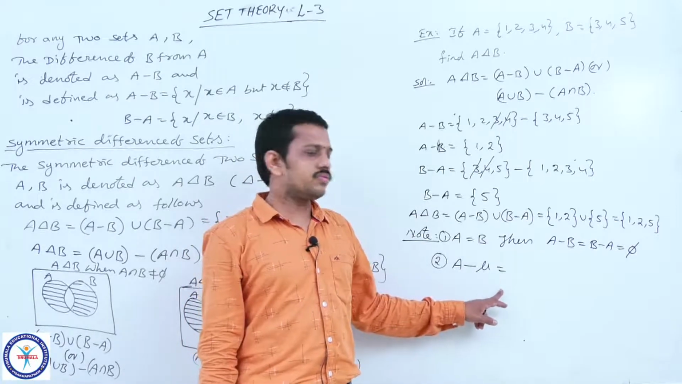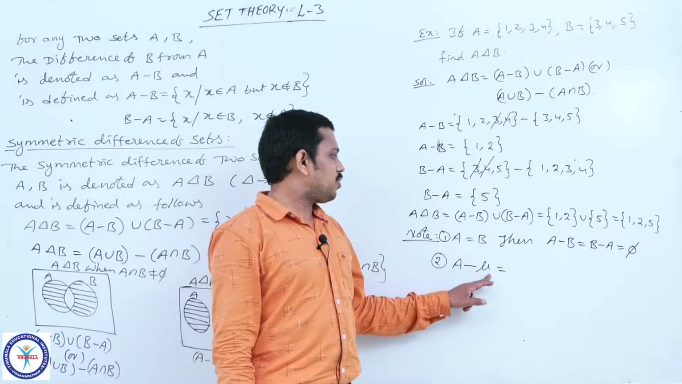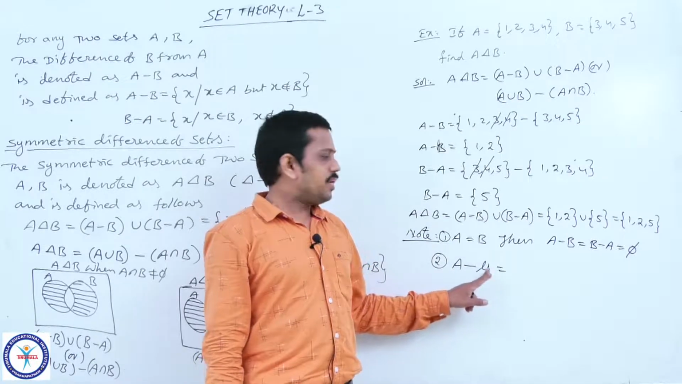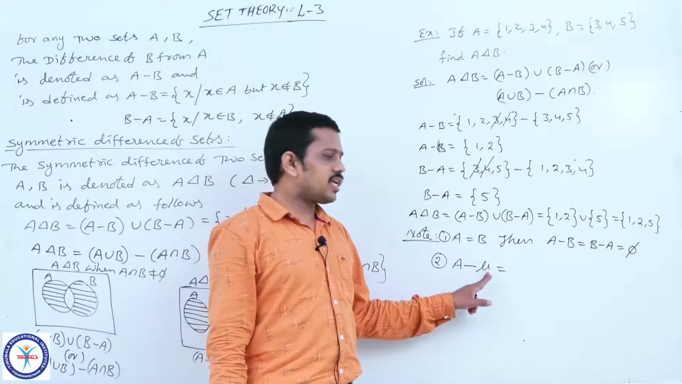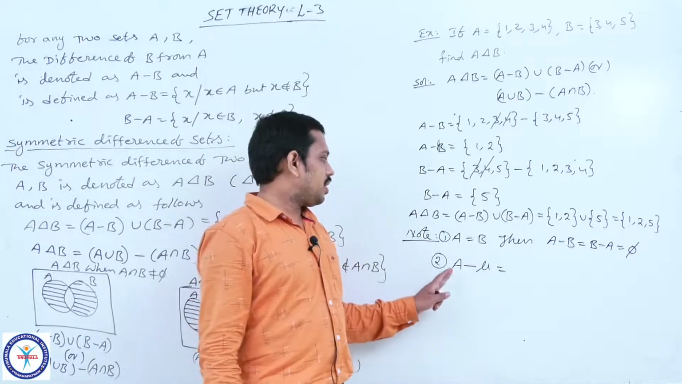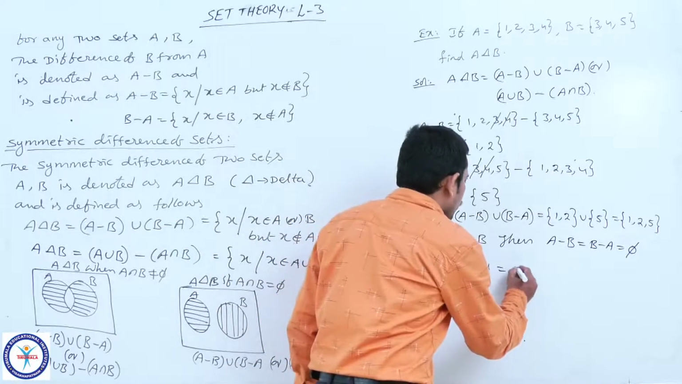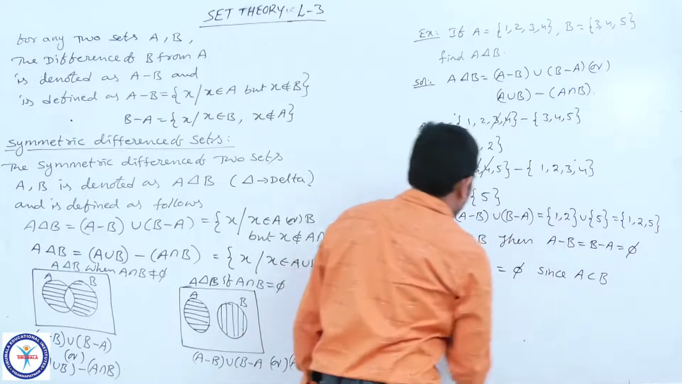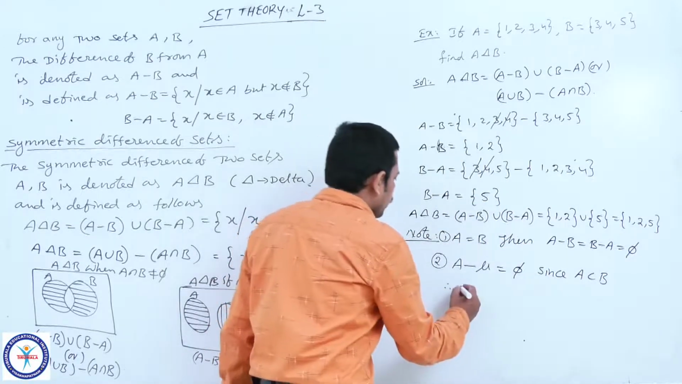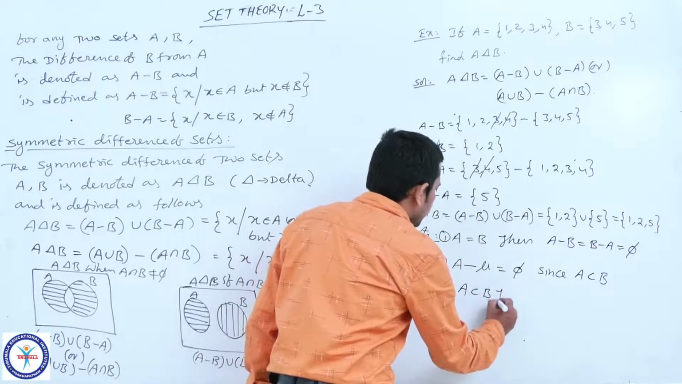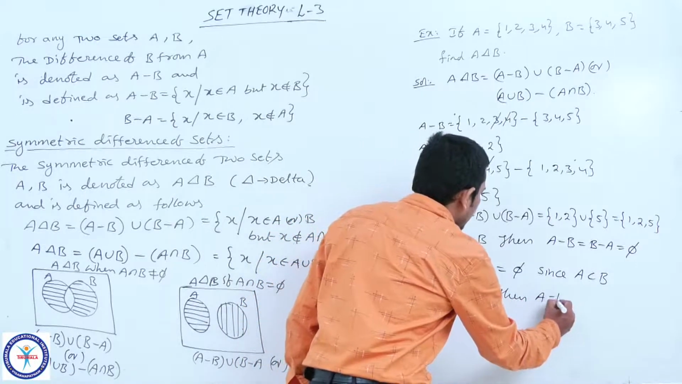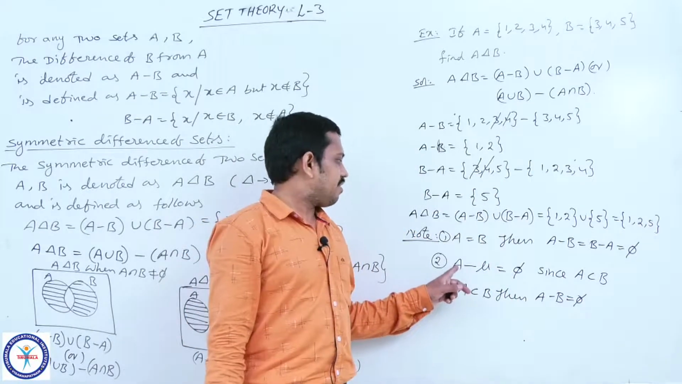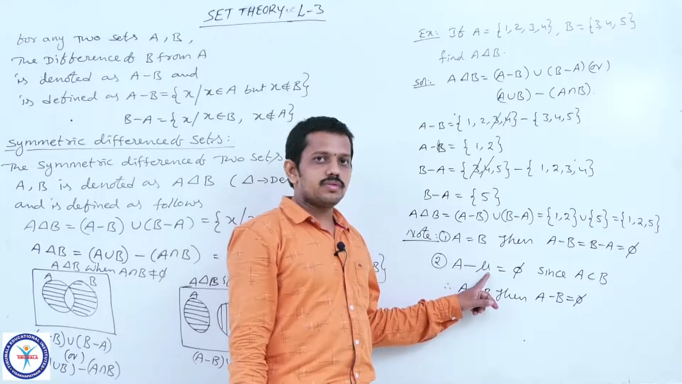A minus mu. Here mu is the universal set, and A is a subset of mu, which means every element of A is also an element of mu. So A minus mu is equal to phi, since A is a subset of mu. From this we conclude that if A is a subset of B, then A minus B is equal to phi. Why? Because here every element of A is also an element of mu.